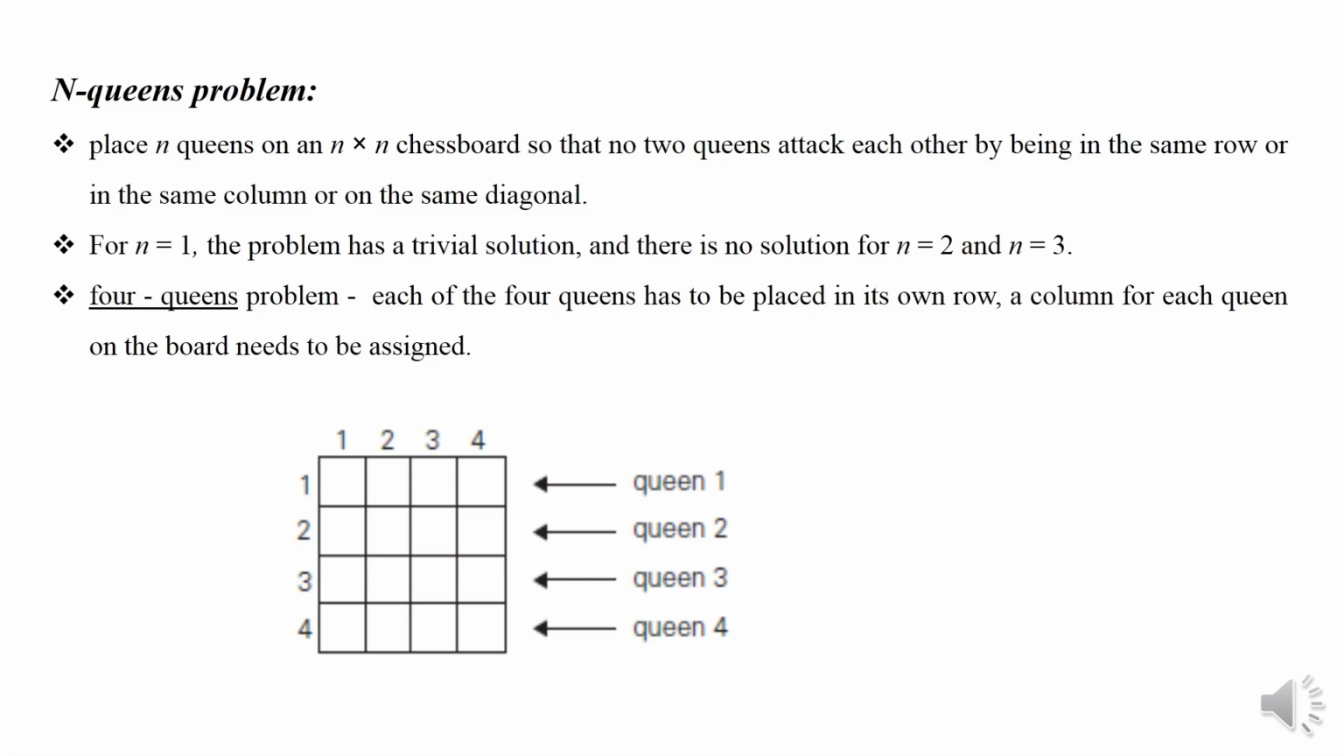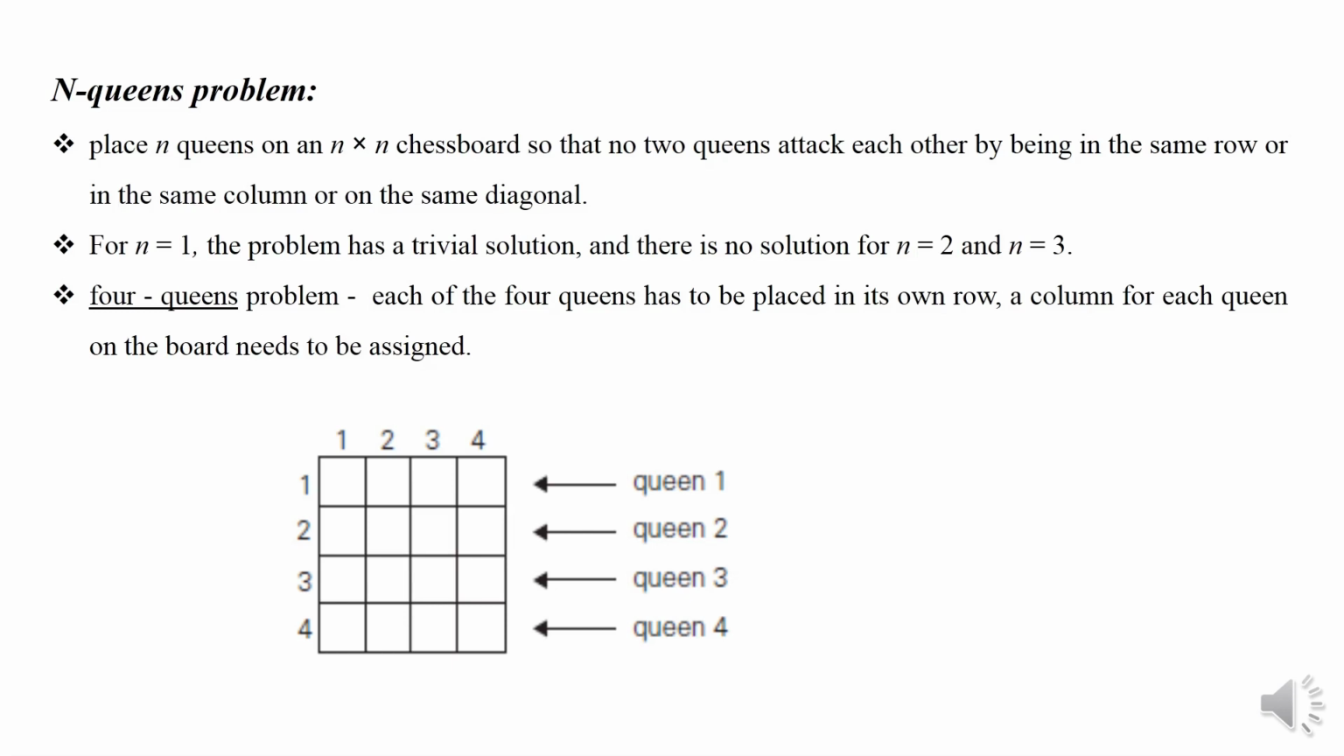For n equal to 1, there is only one queen and only one row, one column. So it is a trivial solution. And for the case of n equal to 2 and n equal to 3, when there are 2 or 3 queens, there is no possible solution. Let us see about the 4 queens problem.